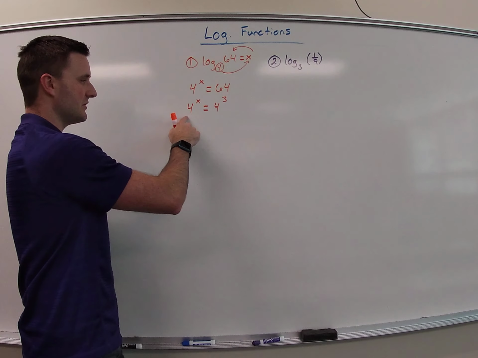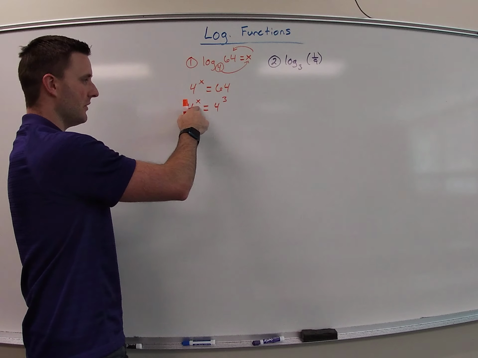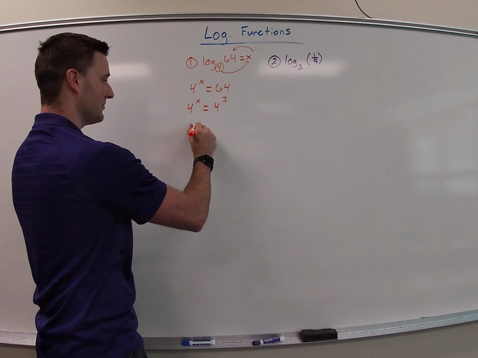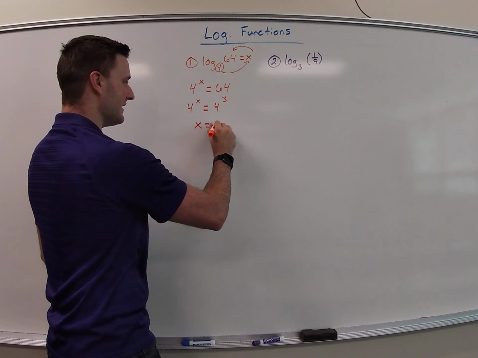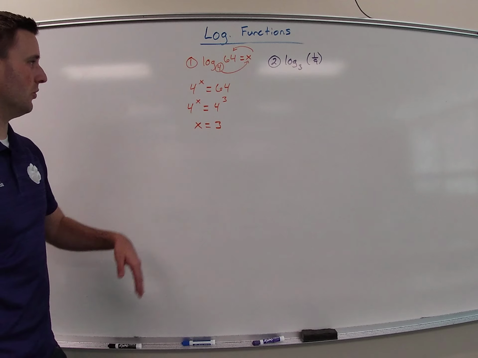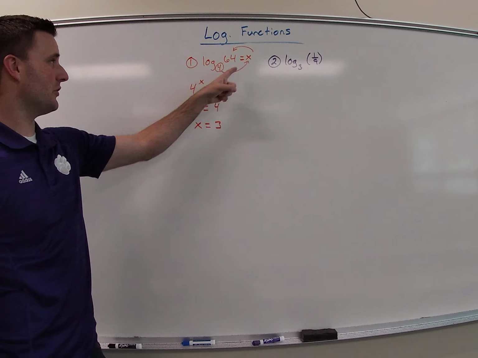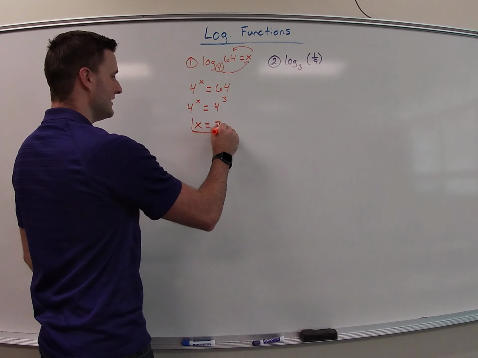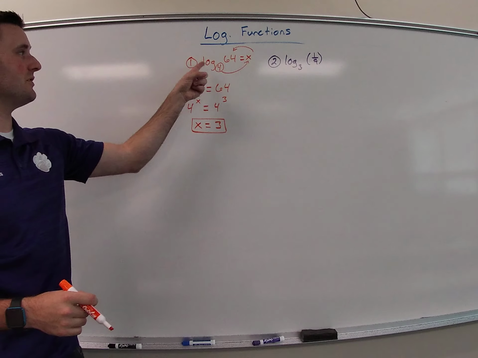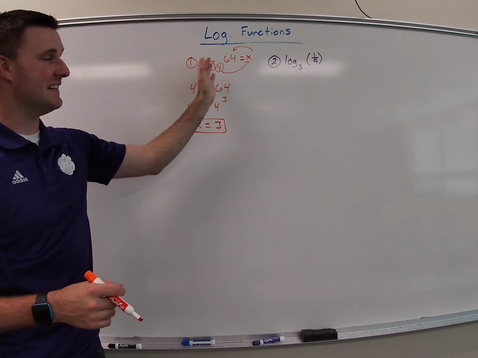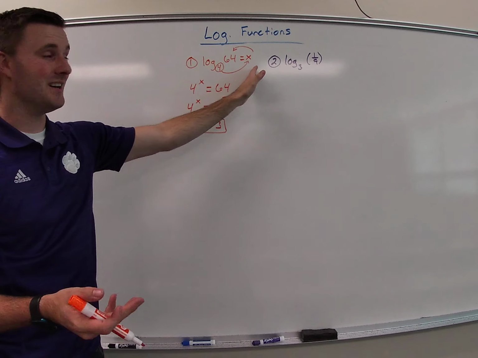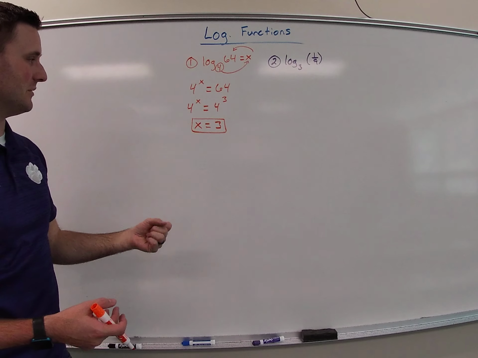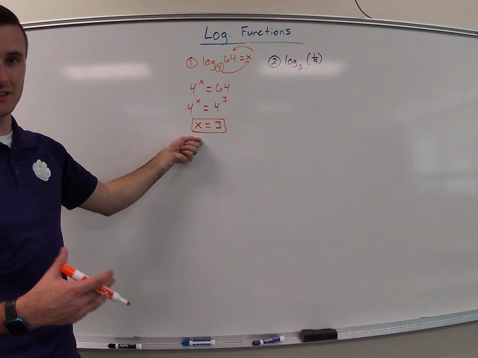So see how these bases are the same? So 4 to what power is going to equal 4 to the third power? That means x has to equal 3. Meaning that when x is 3, 4 to the third power is equal to 64. And so in this case, what we're saying is that log base 4 of 64 is equal to 3 because 4 to that third power is 64. So that means our unknown is going to be 3.